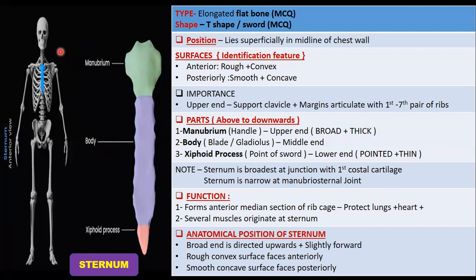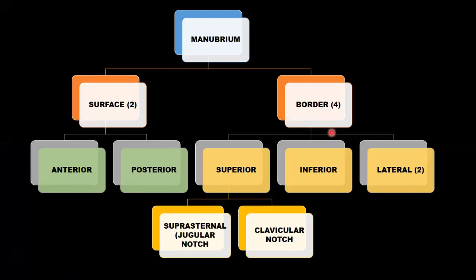Its position, it is in the middle of the chest, and the anterior part is convex and rough, whereas the posterior part is concave and smooth. So moving forward, this is the mind map which I've already posted in the Telegram group, and here it is just for revision. When we talk about the manubrium, it has two surfaces and four borders. Two surfaces are anterior and posterior. We have already discussed that the anterior surface is convex and posterior is concave.